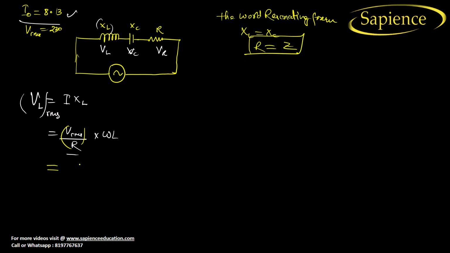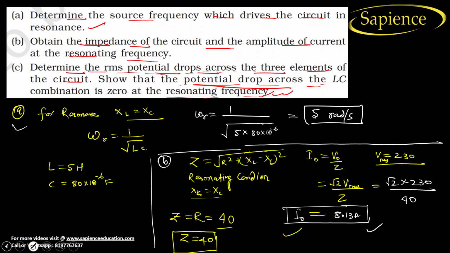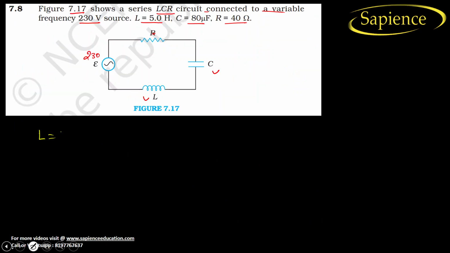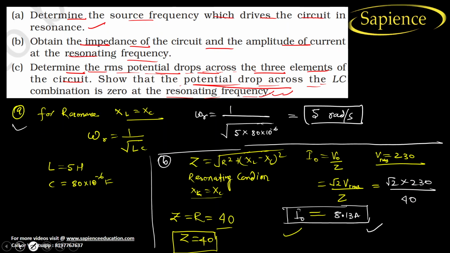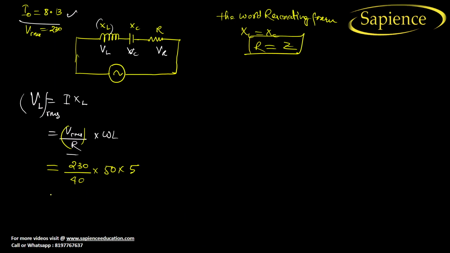So VRMS is equal to how much? VRMS is 230, resistance is 40, into omega is 50 into L, that is inductance. Inductance L is 5, they have given you 5. So just put the values, and when you put the values we will get the voltage as 1437.5 volt.